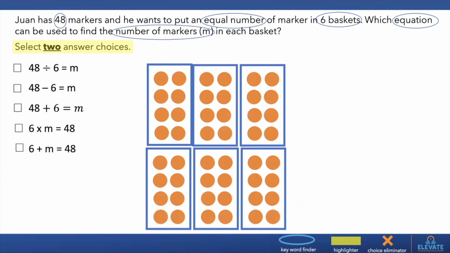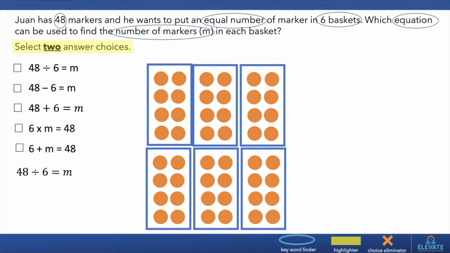Once we complete the process and there are no objects outside of the groups, we notice that there are an equal number within each group. There are 8 objects in each group. This represents the 8 markers in each basket. We can represent the model by writing the equation 48 divided by 6 is equal to M.